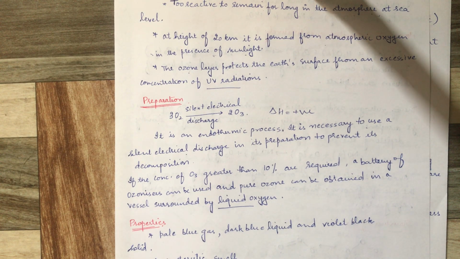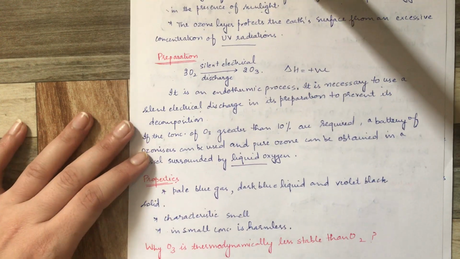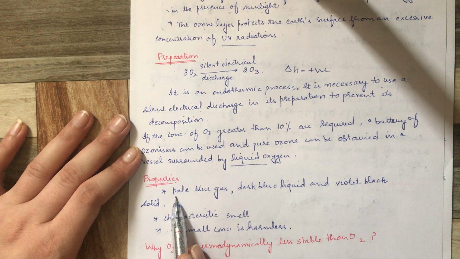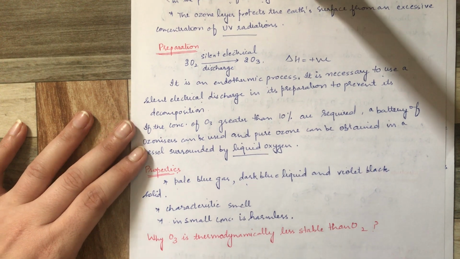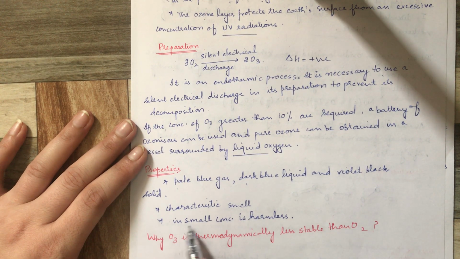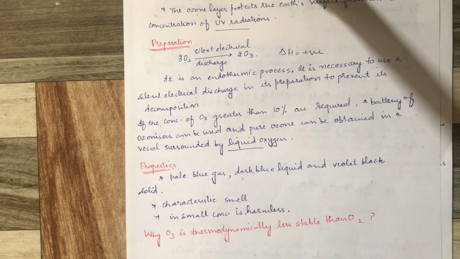One thing to note: it is difficult, so continuous energy has to be provided. Properties: if it's a gas, it has a pale blue color. If it's a liquid, then it's dark blue. If it's solid, then it is violet black. It has a characteristic smell. In small concentration, it is harmless, but in higher concentration, it is harmful.